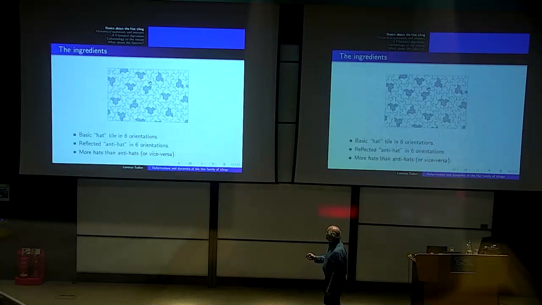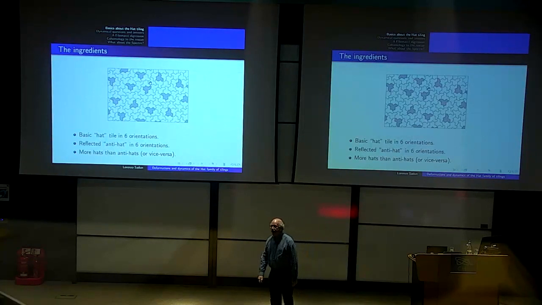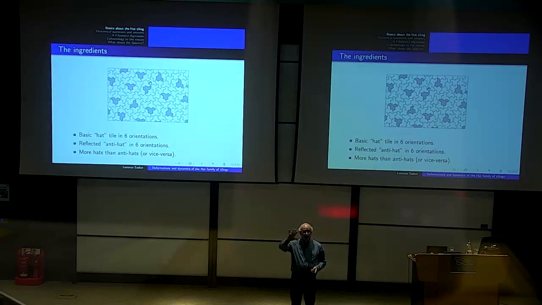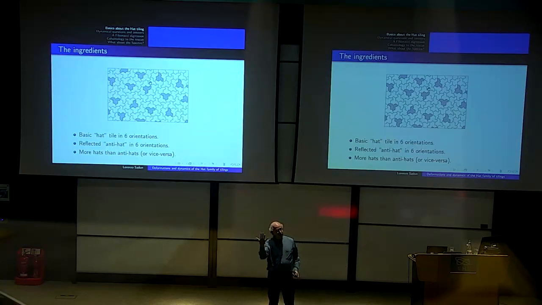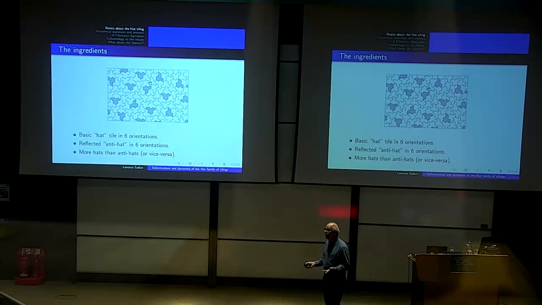Okay? So, what are the ingredients of the hat tiling? Well, you have the hat tile. And it's a particular tile, and it appears in 6 different orientations. It appears rotated by 60 degrees and 120 and 180 and 240 and 300. And you also have the anti-hat, reflected, appearing in 6 orientations. So if you're doing things up to translations, there are 12 tile types out there. If you're doing things up to Euclidean motions, there's only one type. It's a monotile. Hooray for monotiles.